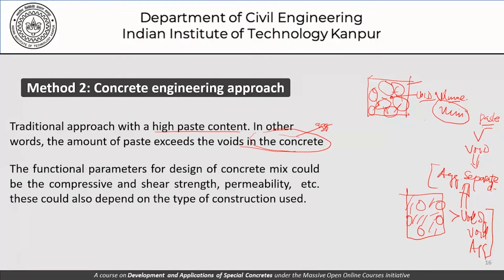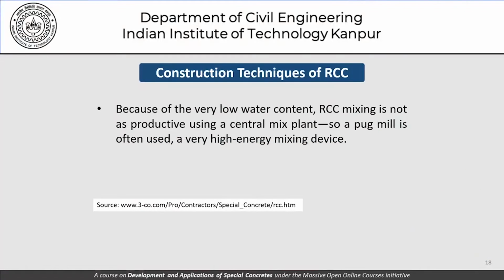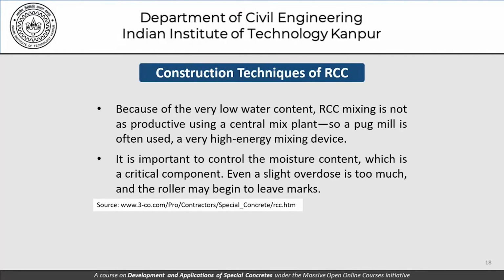The functional parameters for the design of concrete strength could be compressive or shear strength, permeability, and so on. And that obviously would depend on the type of construction, the kind of target structure, and so on. Because of the very low water content, RCC mixing is not as productive using a central mix plant. So a pug mill is often used, and that's a very high energy mixing device. It's important to control the moisture content, which is a critical component.